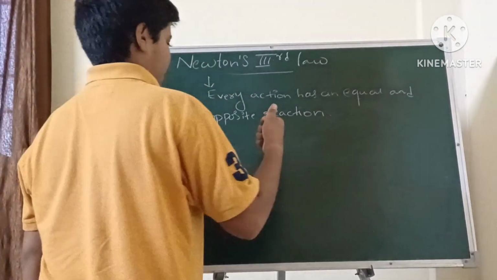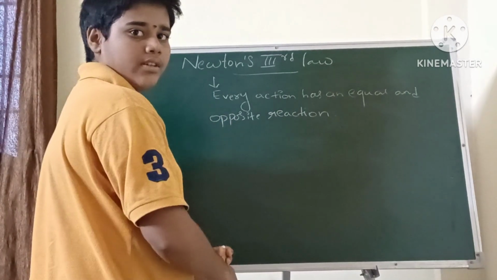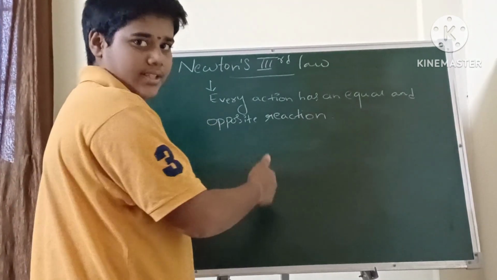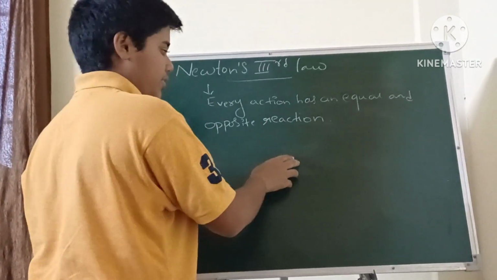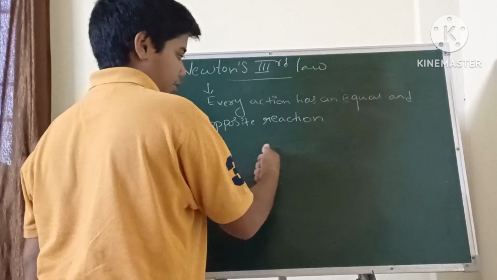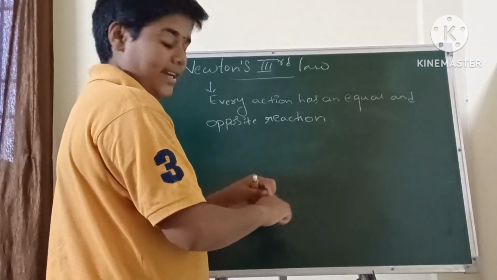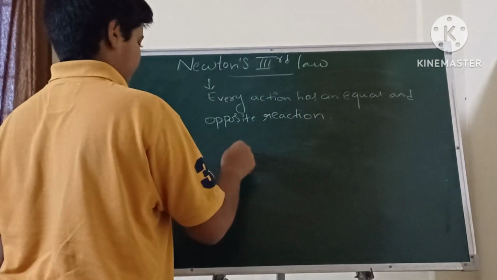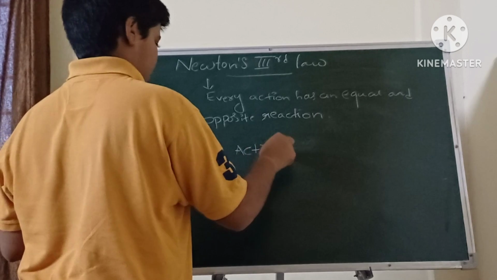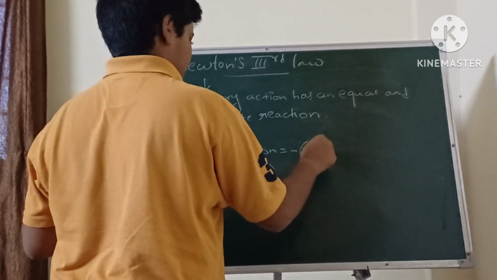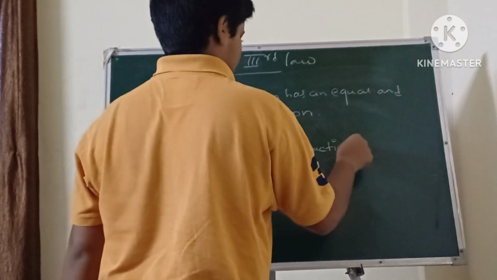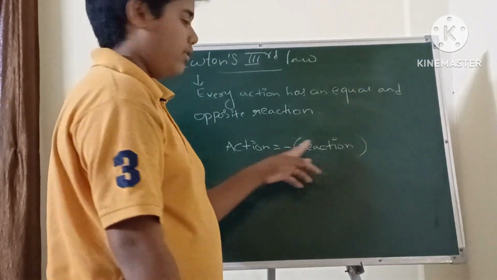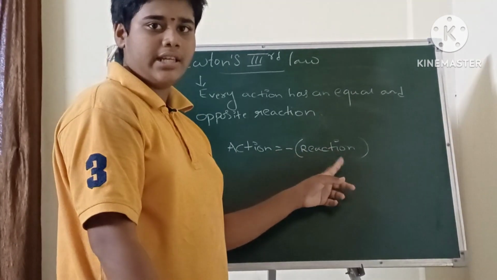If I punch this board, I will get pain and it goes some distance. So it goes some distance means I am acting on this board and I will get pain. So that is the reaction. Action is equal to minus of reaction. Here action and reaction are equal in magnitude.